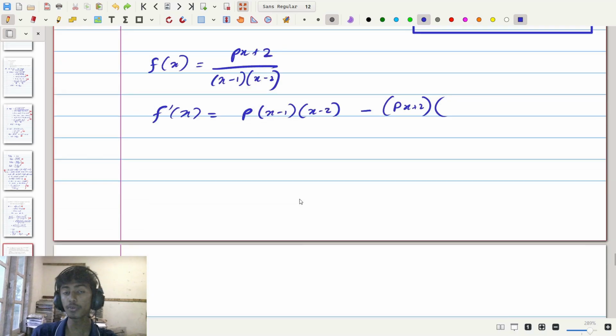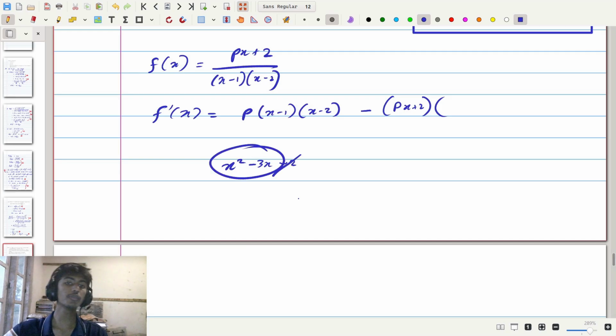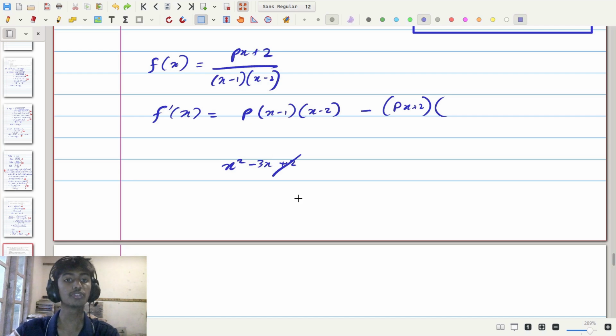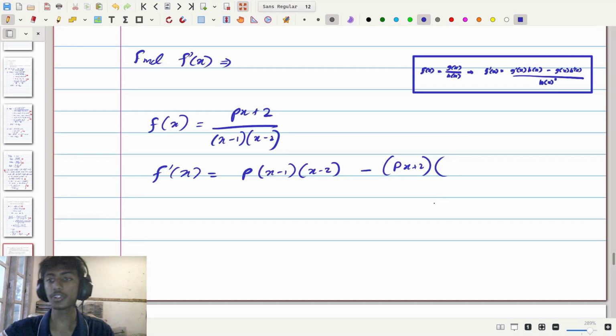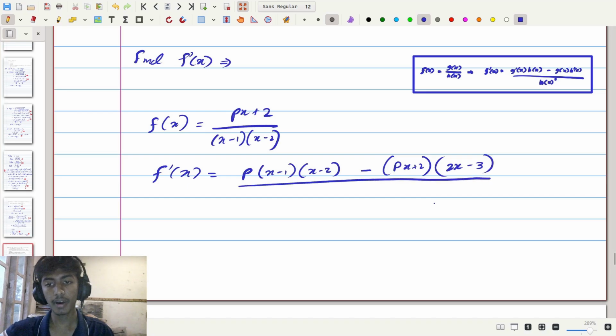Now considering this, of course, there are multiple different ways we can do this. I'm just going to do it the easy way. If we expand this bracket, we're going to get x squared, minus 3x, and then plus 2. When we take the derivative of this part, we're going to get 2x minus 3. Therefore, we're going to write h prime x as 2x minus 3. And that's going to be divided by the denominator, h of x squared.